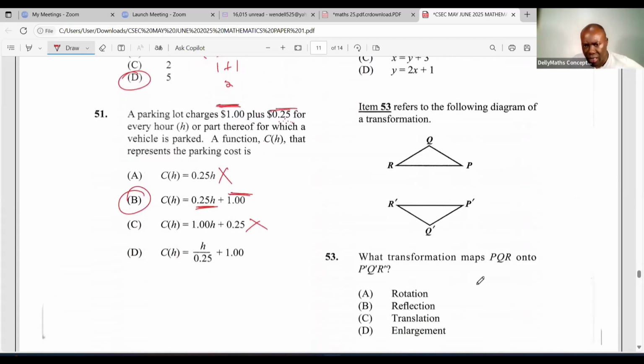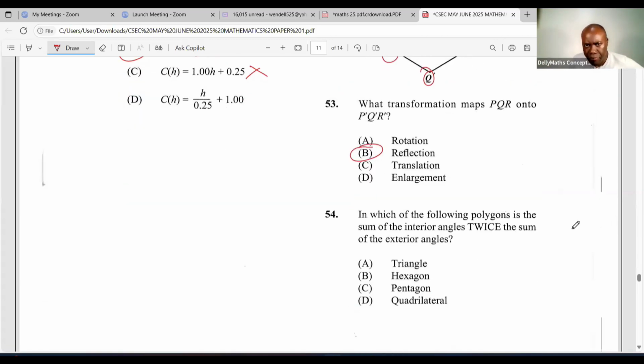This one is a reflection. This one is a repeat question as well. Take a look at these corresponding points. So what transformation took place? This is a reflection. Okay. There is some line there that you reflected in.